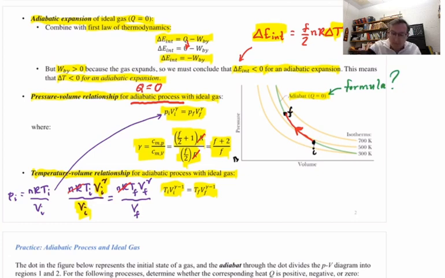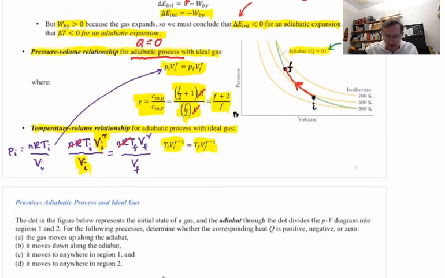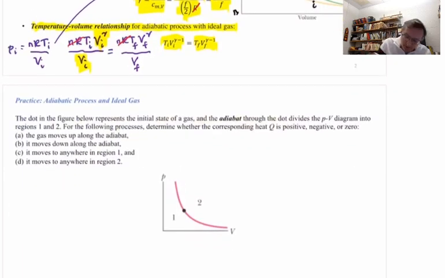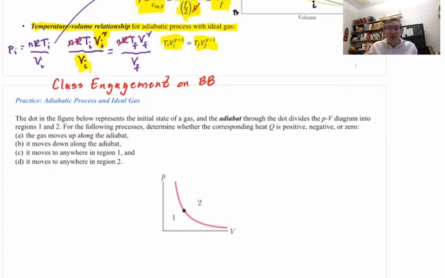Okay? All right, the last thing in the video for today is to give you a little practice. So this would be, of course, class engagement on Blackboard. And with the practice with adiabatic process and an ideal gas, it goes like this.